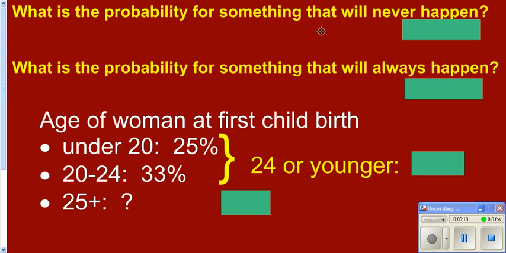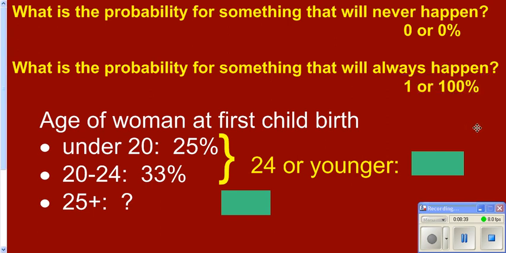Now, just to review, suppose you had the probability of something, but you knew it would never happen. So what is that probability? Well, the probability of something never happening is 0, or 0%. But if you know it's always going to happen, the probability of something always happening is 1, or 100%.